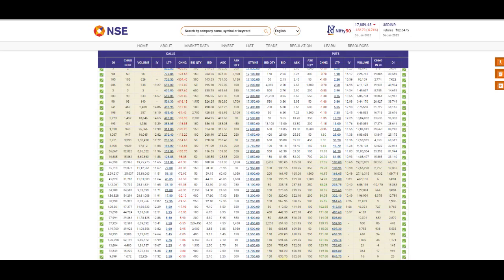Now, we are on the NSE website and the option chain we are looking at is for the Nifty 50. This is the strike price which we can see here. The details we can see on the left side of the strike price are for the call side, and the details on the right side of the strike price are for the put side.